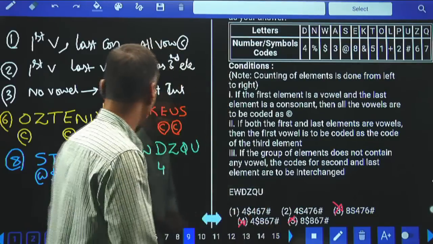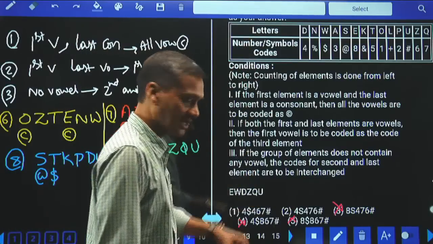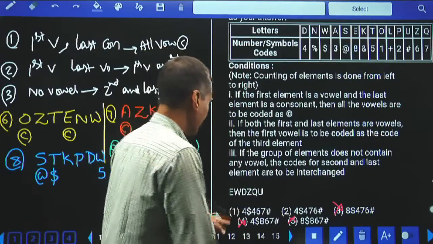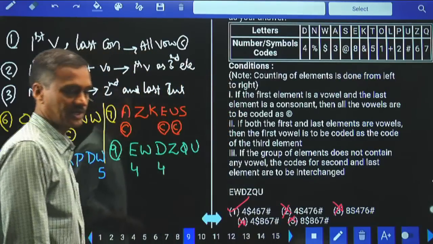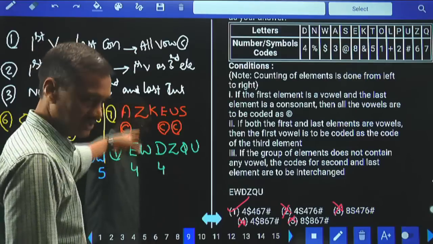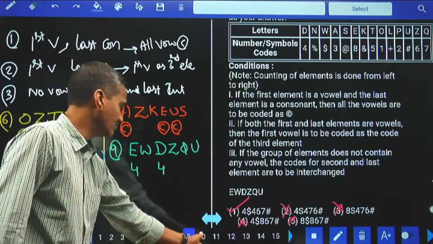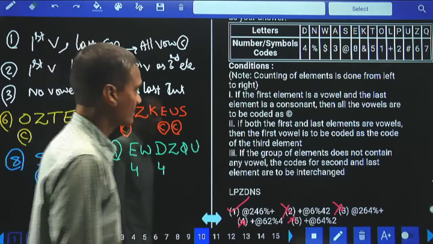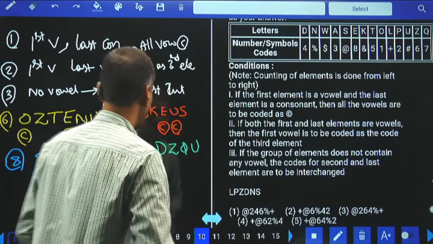We need to identify. What is the second element here? W. W's code is $. Hence $ must be the second element. Hence choice 2 is ruled out. Now we were left with choice 1, question number 9. In all these, are we finding the entire code for each and every element? No, it is not at all required. By elimination you can work out this one. Then coming to the 10th one. Now in this 10th one, LPZ DNS.